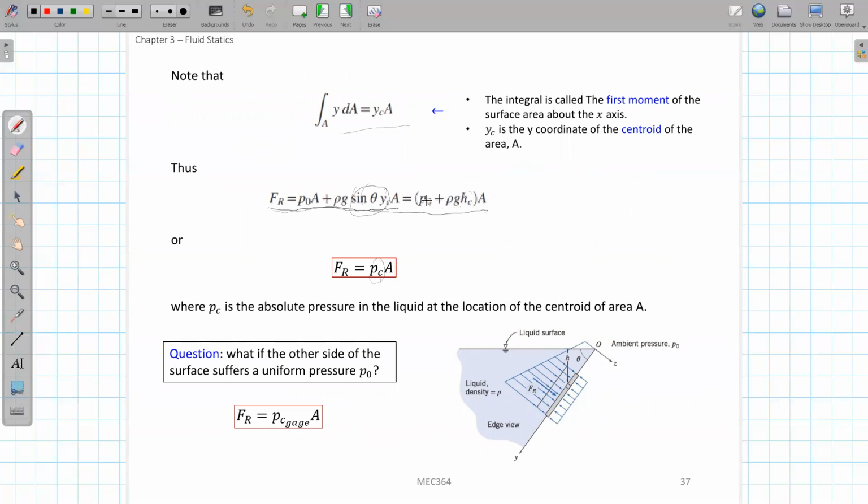So this is P0, one atmosphere, plus the depth. You can further write this part as Pc. What does Pc mean? Pc is the absolute pressure in the liquid at the location of the centroid of the plate.